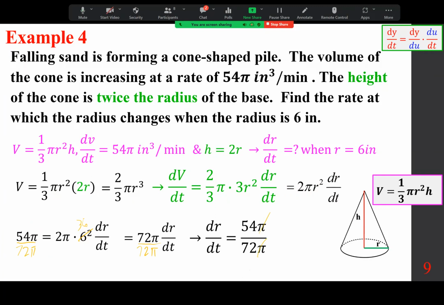Obviously, the pi's go away, and 54 and 72 can simplify to 3/4 of an inch per minute. So when the volume is increasing at that rate, the radius is increasing at the rate of 3/4 of an inch per minute at the precise moment when the radius is 6 inches.